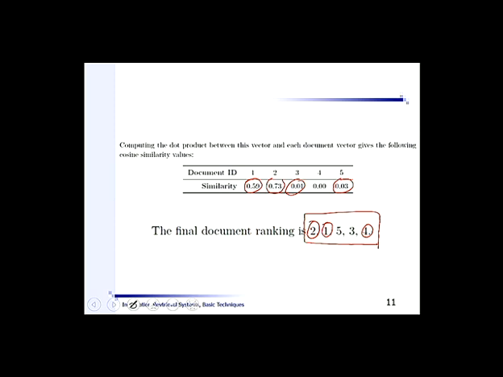Okay, this is how we apply the vector space model on the documents and the query to calculate the similarity of the documents with the given query.